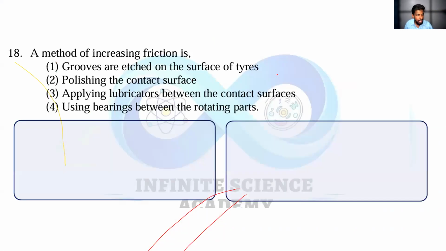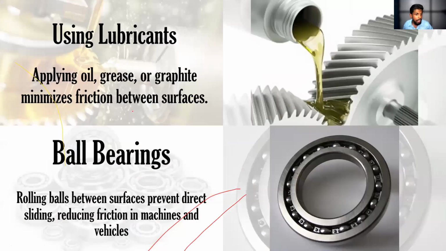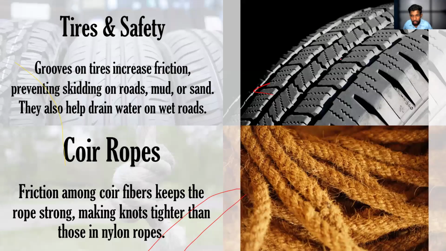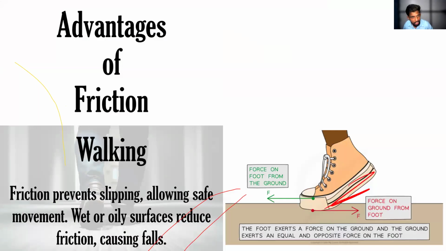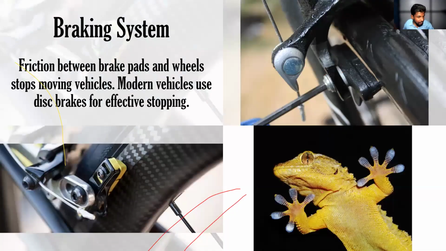Second one, we discussed how to increase the frictional force and how to decrease it. These are the techniques to decrease: making the surface smooth, polishing the surfaces, applying lubricants, and using ball bearings. And to increase the frictional force, we have grooves in the tires, grooves in the shoes, and a rough surface. So we will have a high amount of grip here, and the braking system.